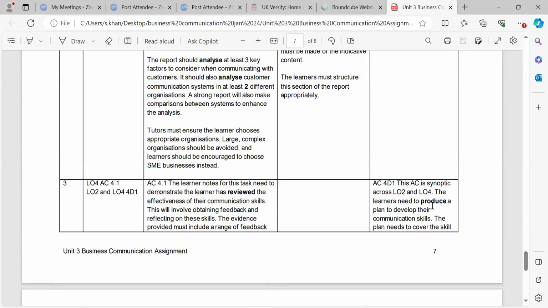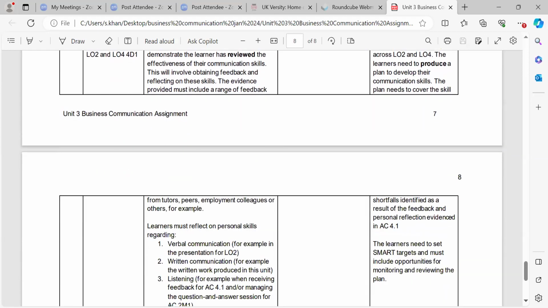In the AC 4D1, it's a synoptic across learning outcome 2 and learning outcome 4. The learners need to produce a plan to develop their communication skills. The plan needs to cover the skill shortfalls identified as a result of the feedback and personal reflection evidenced in AC 4.1. The learners need to set SMART targets and must include opportunities for monitoring and reviewing the plan.